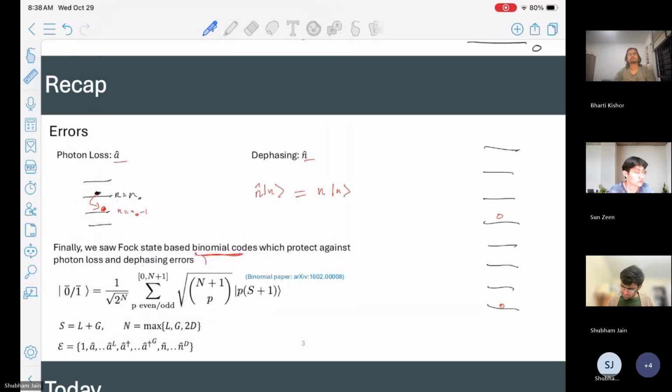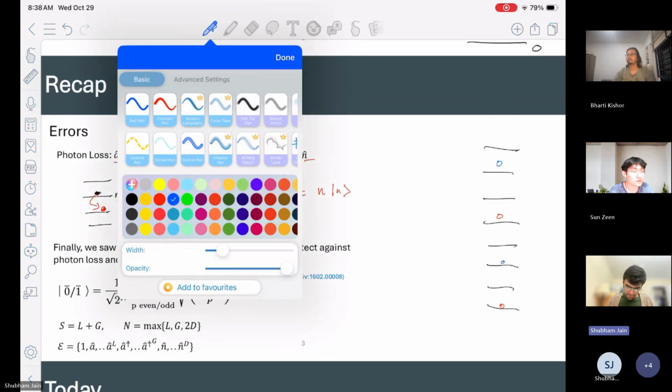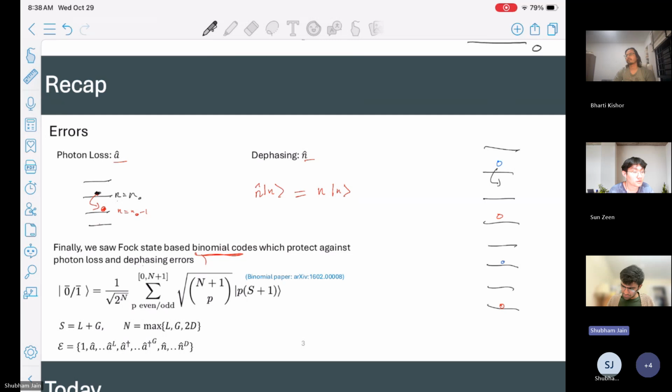So you would choose these states which have some spacing between them, such that whenever any loss error happens, the states don't overlap with each other. Like these blue balls never go to these red balls. So you can distinguish which error happened and then you can correct against them. If you want to correct more losses, you would choose the separation to be higher. This is what I denoted as S plus 1 here.